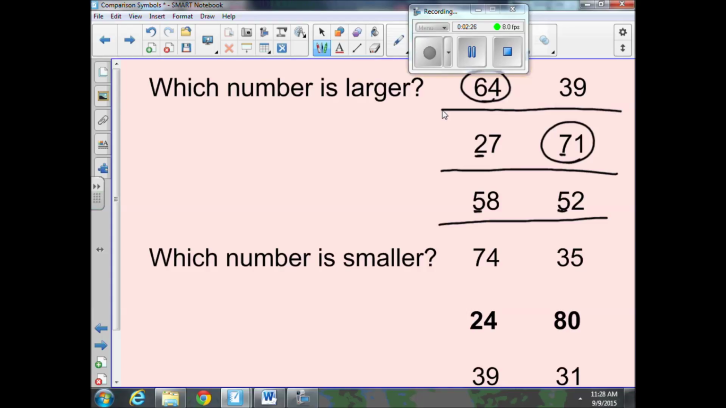Everybody freeze. Somebody raise your hand and tell me, what in the world am I going to do now? I have 2 5s. Both have 5s in the tens places. What in the world am I going to do? Yes, ma'am. You should go to the second number and see which one's the biggest. That's exactly what I'm going to do.